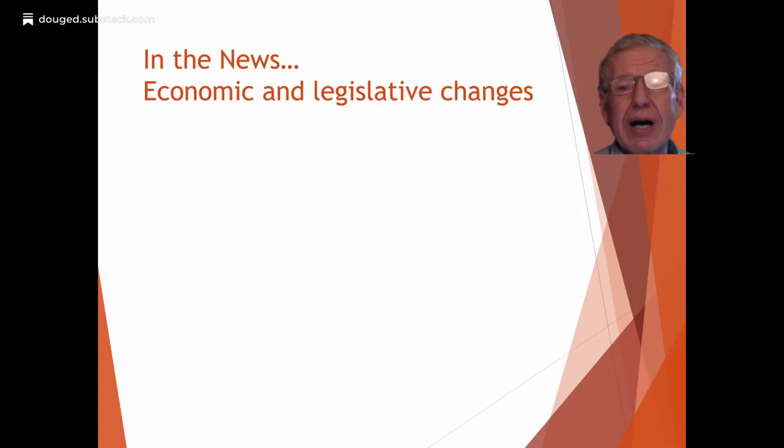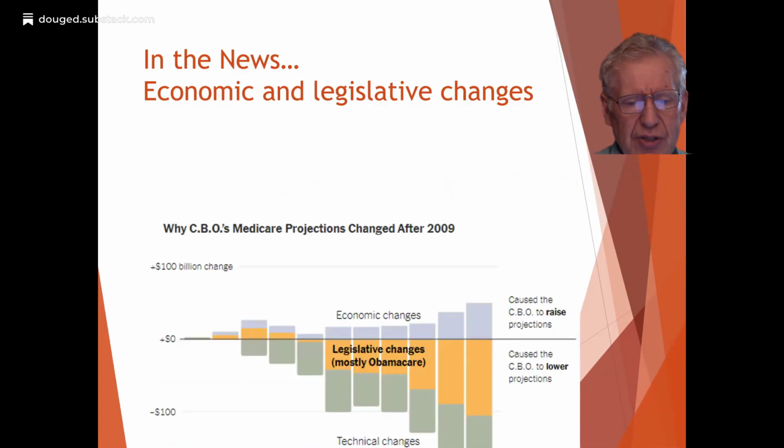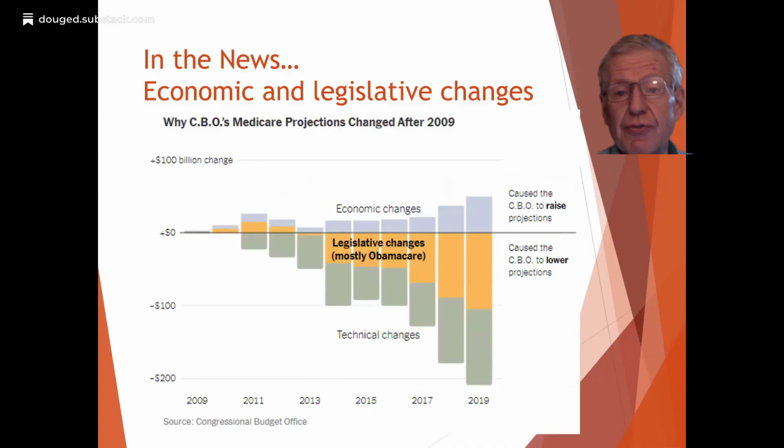Now, I wondered why. Can we identify why these patterns are happening? And I found a very interesting graph. Now, this one goes back even further. It looks at the period from 2009 to 2019 and identified three major trends that affected how you project Medicare costs. Not only project, but also the reality of those costs.